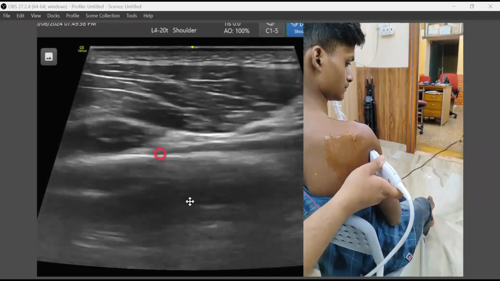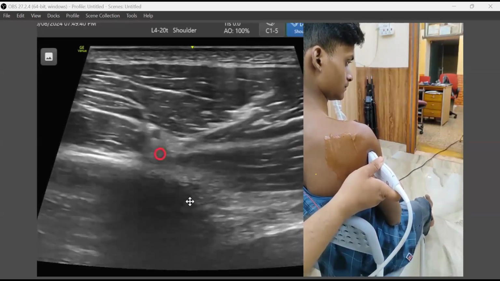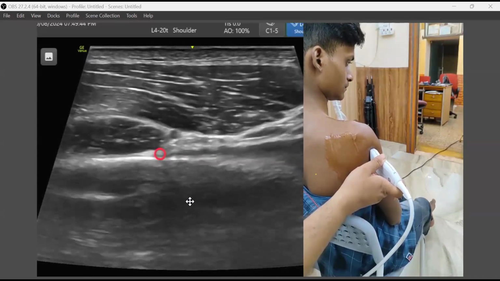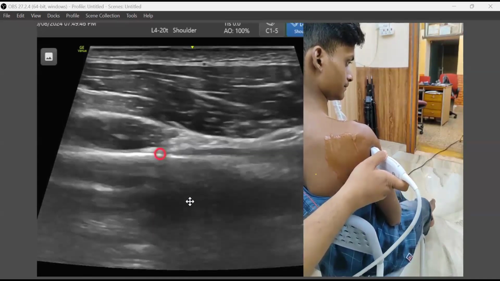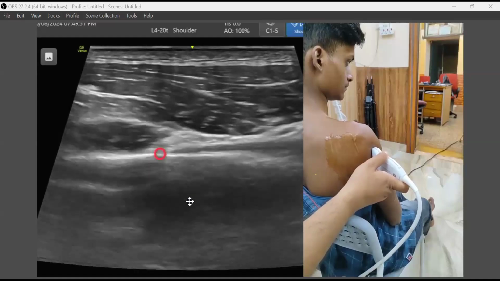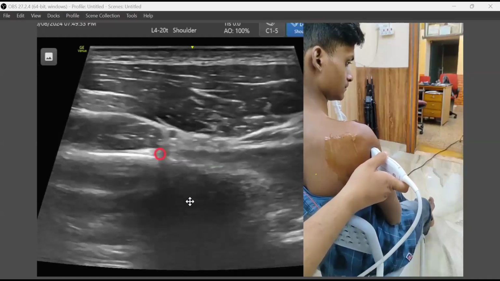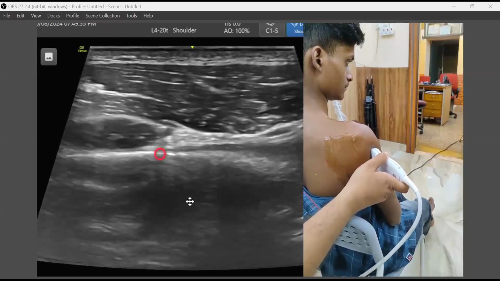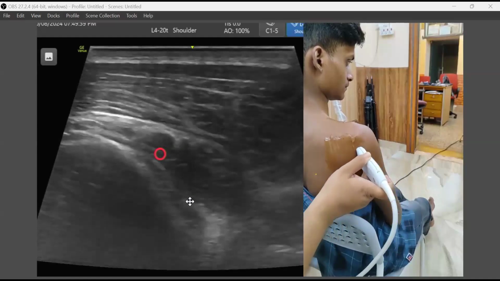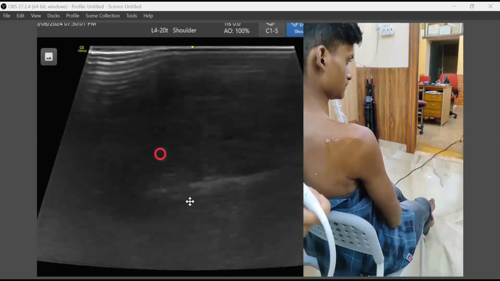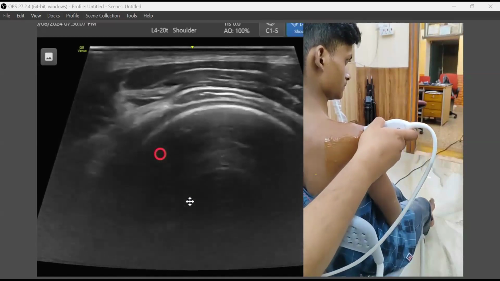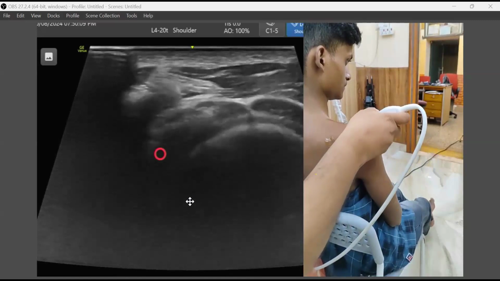Clear at this point? Can you see these vessels? Clear, sir. Okay, fine. Vessels and nerves. So these are the axillary nerve and the circumflex humeral vessels. Now, the last part, but not least, is getting the picture of the facets.